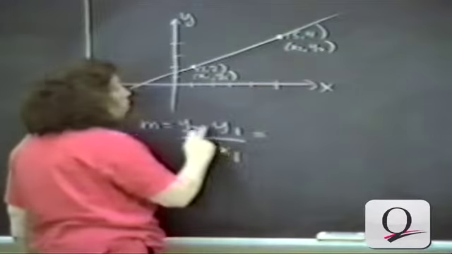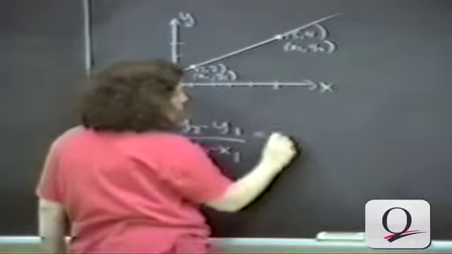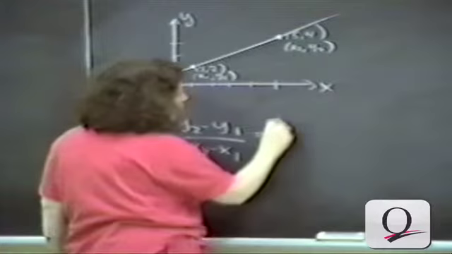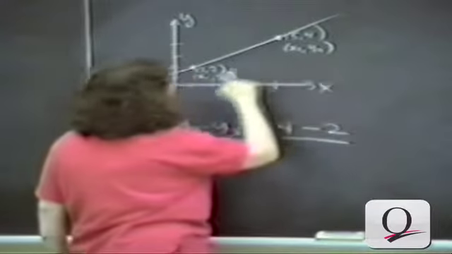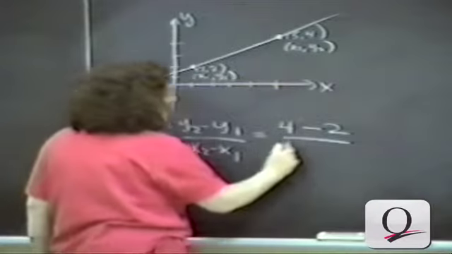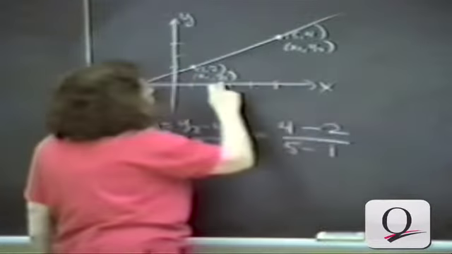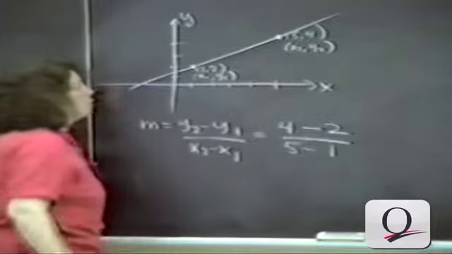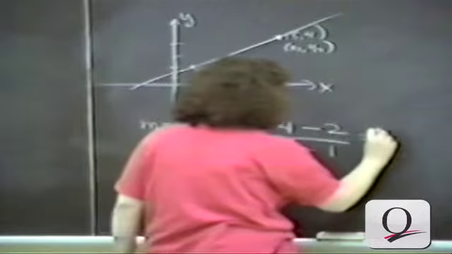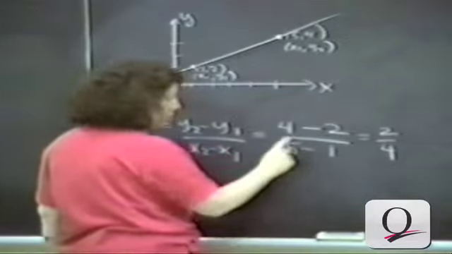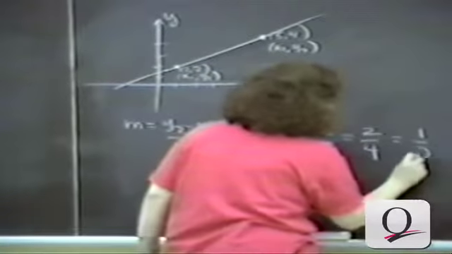Let's see what we have. y2, which is the second point's y coordinate, 4, minus y1, which is 2. 4 minus 2 over 5 minus 1, which gives us 2/4 or 1/2 for the slope of the line.